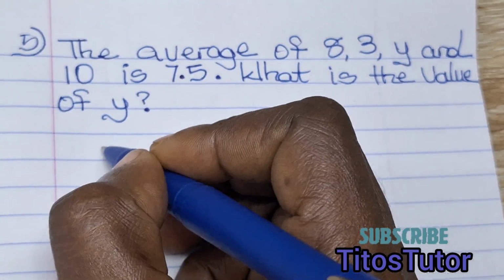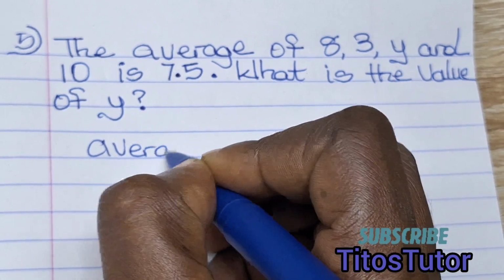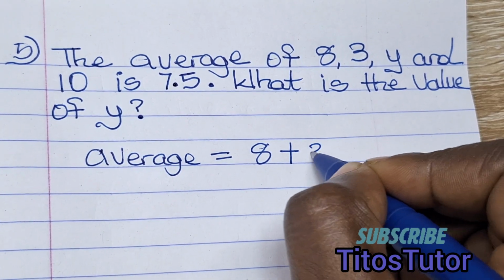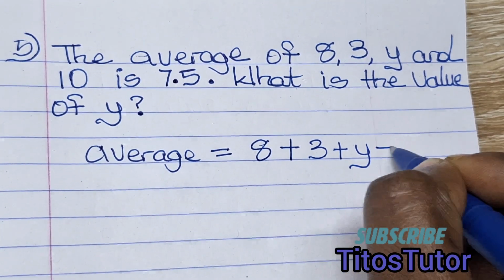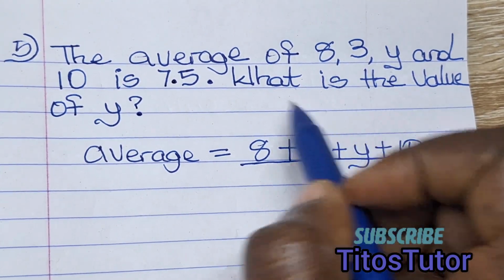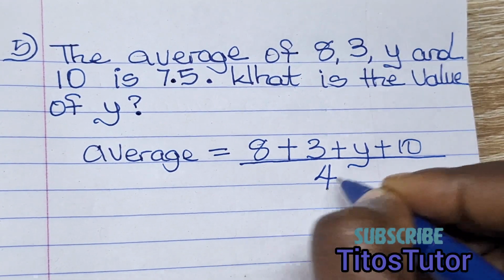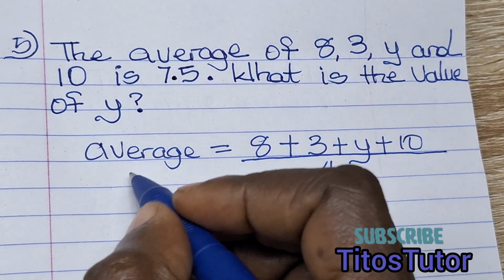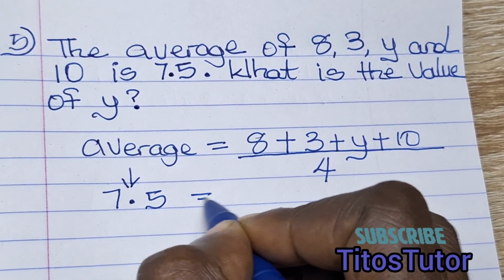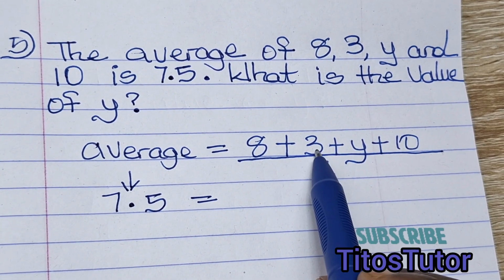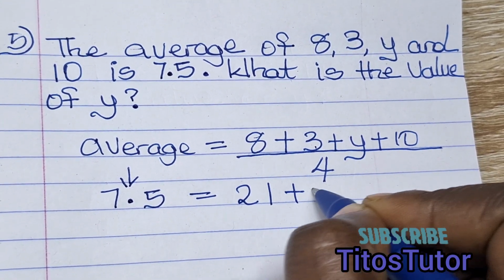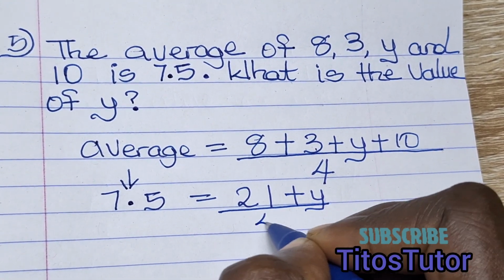So we know that average is to add 8 with 3, with your y with your 10, and you divide everything by the 4 numbers. There are 4, so it's over 4. We give you the average. You know your average was already given in the question as 7.5. Try to simplify. 8 plus 3, which is 11. 11 plus 10 is 21. 21 plus y all over 4.